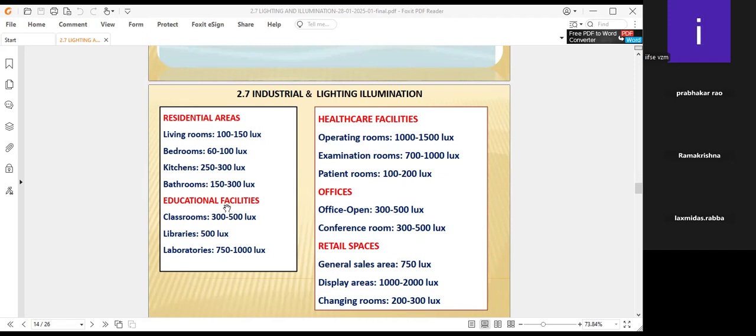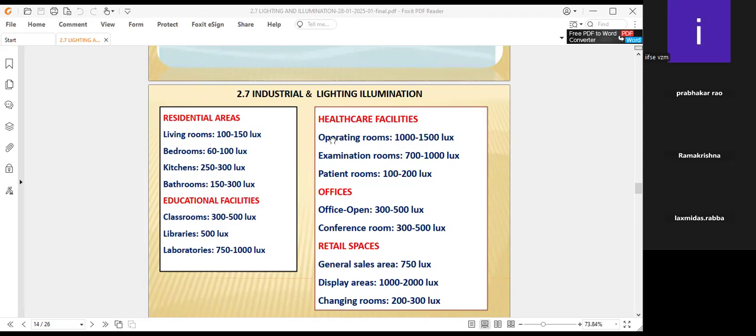The educational facilities also: classrooms, libraries, as well as laboratories. For example, laboratories are recommended more because precise observation is required, and clear observation is required while taking the results of the titration or the color indication of the beaker, and we have to see that also. Libraries, when compared to classrooms, are more, 500 clearly said. During the selection for the racks, various heights of racks are there. Definitely lux levels are more in the libraries also.